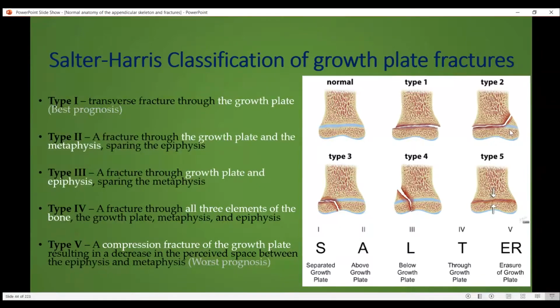In type 3, metaphysis is not involved. In type 4, all the three components are involved.